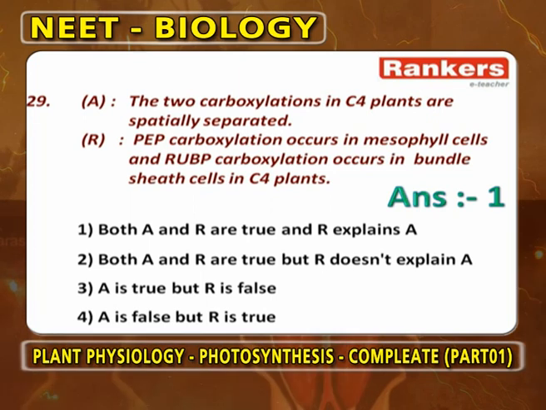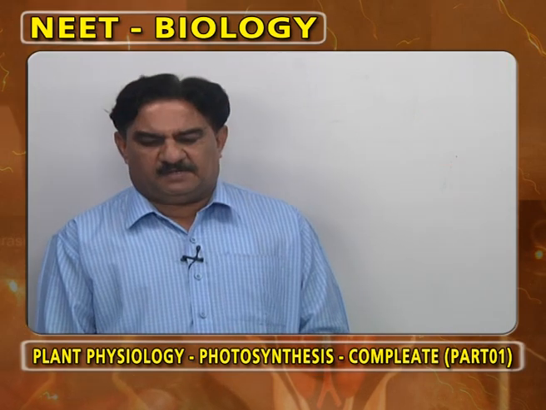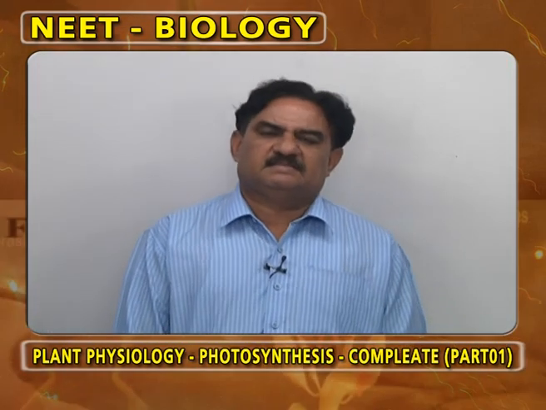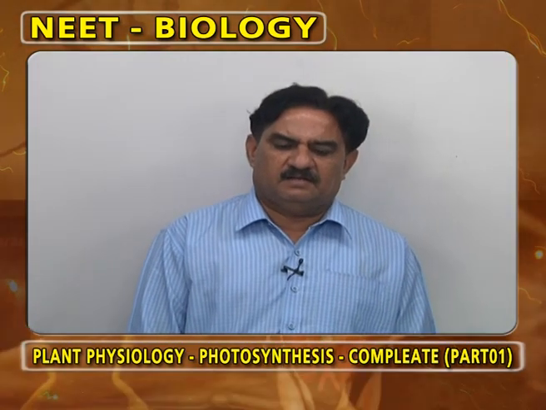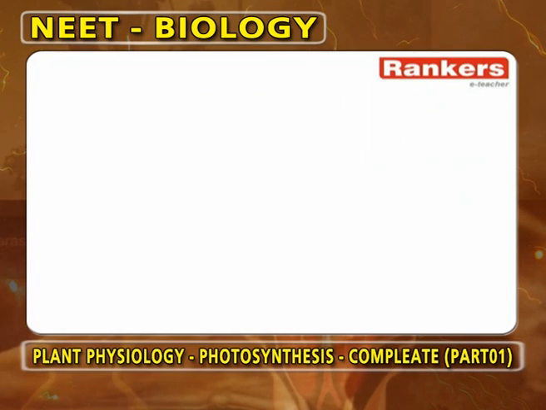The two carboxylations of C4 plants are spatially separated. One occurs in the mesophyll, the other occurs in the bundle sheath cells. PEP carboxylation occurs in the mesophyll cells and RuBP carboxylation occurs in the bundle sheath cells in C4 plants. So A and R are correct. R is the correct explanation of A, first option.